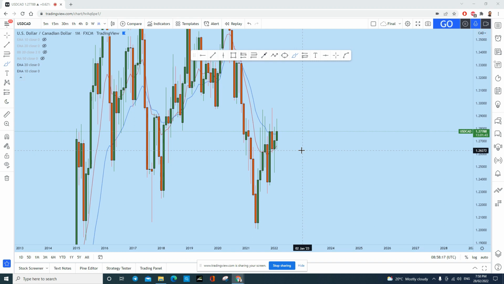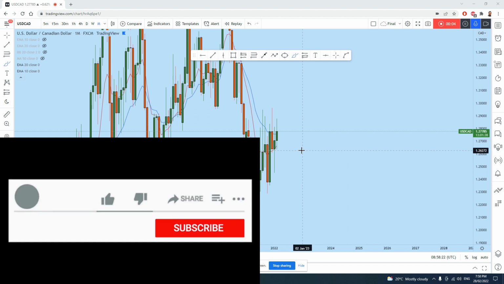What's up, traders? So let's do a full multi-time frame analysis of USD CAD. Let's see what kind of trading opportunity we have in this instrument.